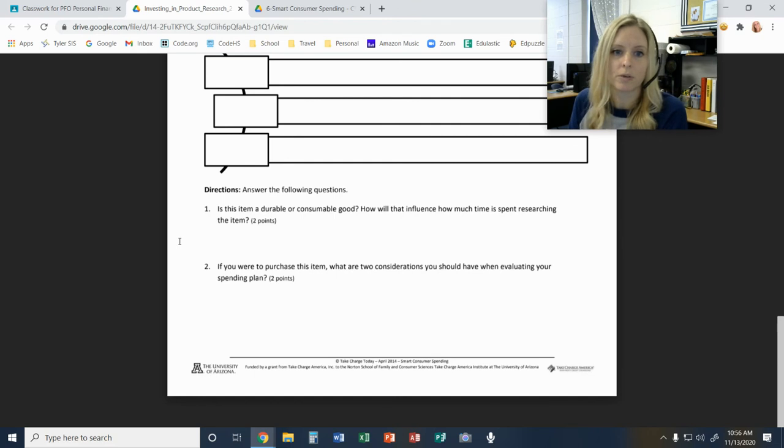And then answer the following question. Is this a durable or a consumable good? That definition was on the slides as well. How will that influence how much time is spent researching the item? And so all that came from one slide on the notes.